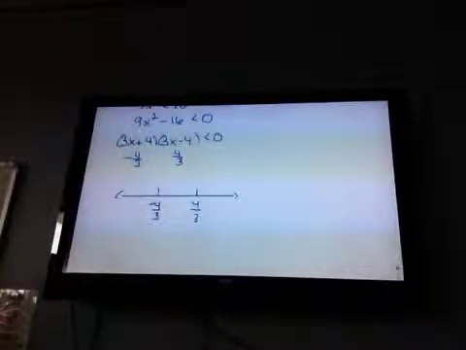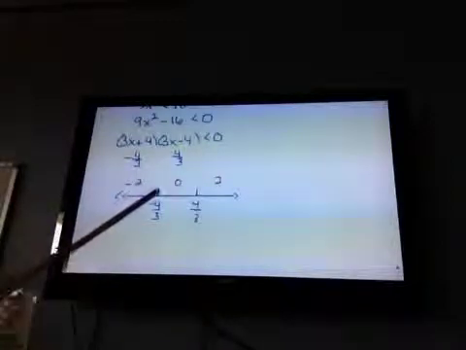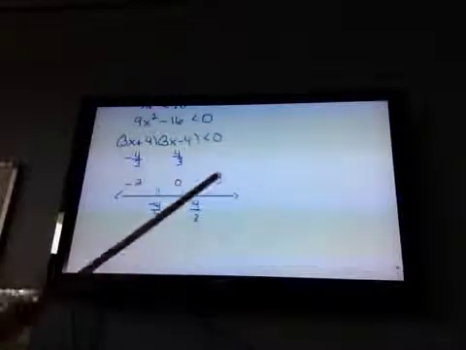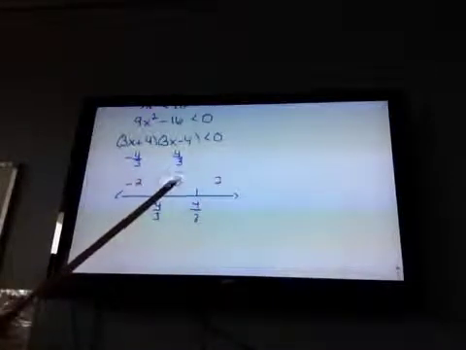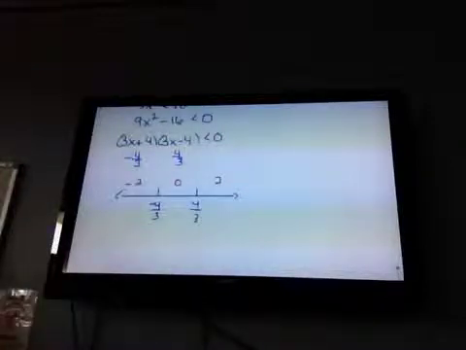So a number less than negative 4/3: negative 2. Between them: 0. And greater than 4/3: 2. Don't use a fraction unless you have to. But again, it does not matter what number you test with, as long as it's smaller than negative 4/3, between these two numbers, or greater than 4/3. These numbers don't matter as long as they fit into that place on the number line.